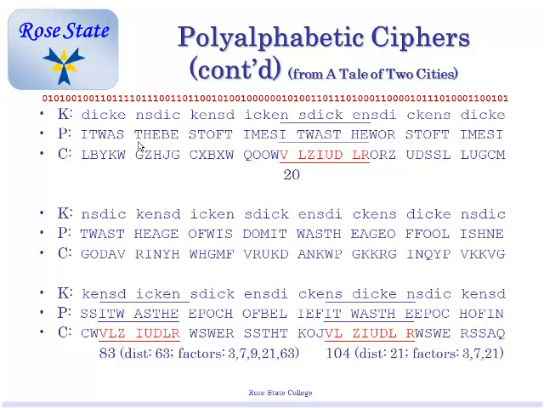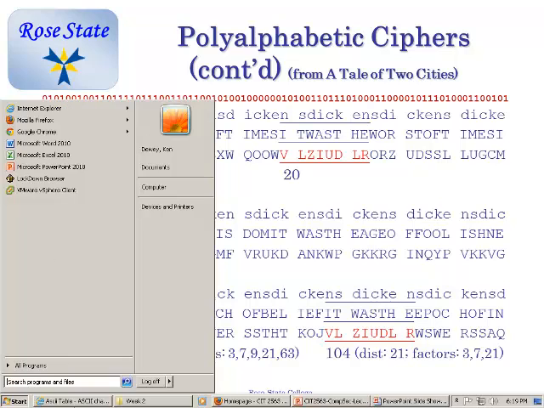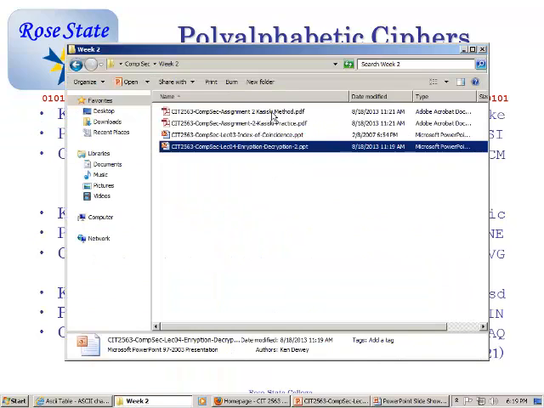I think it repeats like 4 or 5 times. Does anyone know how many times it repeats? Did anyone finish it? 4? Okay, I think it's 4 times it repeats. Now, some people say, well, how can I possibly figure that out? Actually, let's leave that there for a second. Let's actually look at your homework assignment.